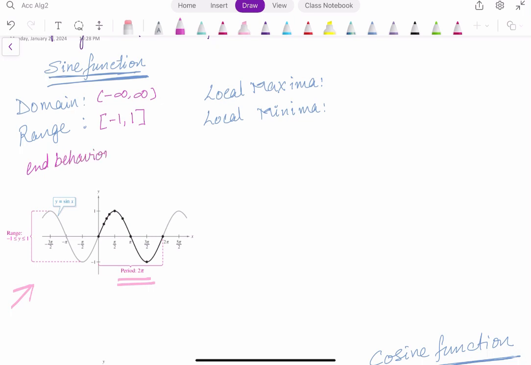So the end behavior of the sine function, and the same as with the cosine function, is the oscillation part. So the maximum height the sine function can attain is 1, and the minimum height is negative 1. It is just like a spring. It keeps on bouncing up, down, up, down. So these are called sine waves or sine function.